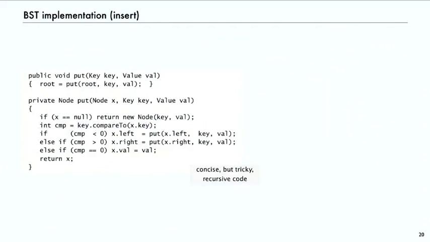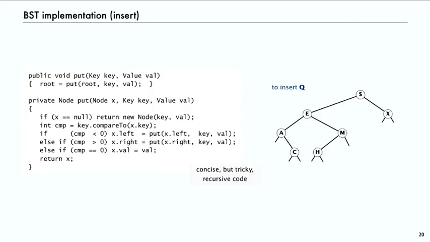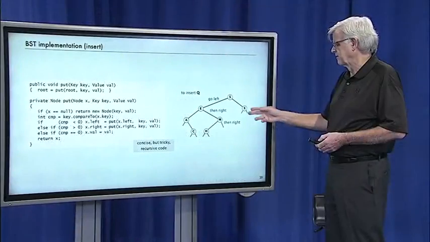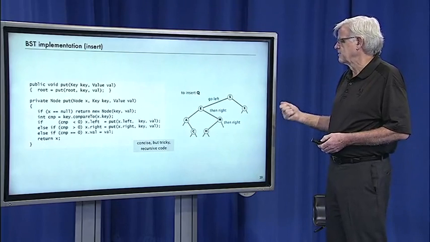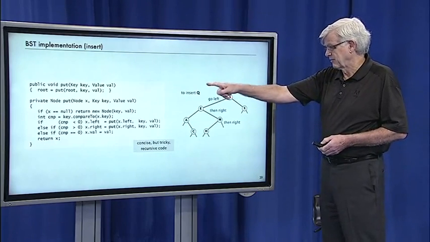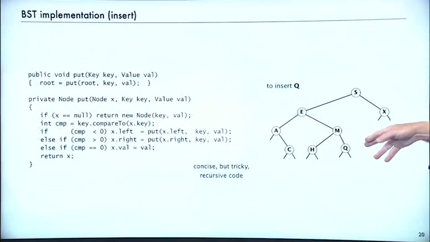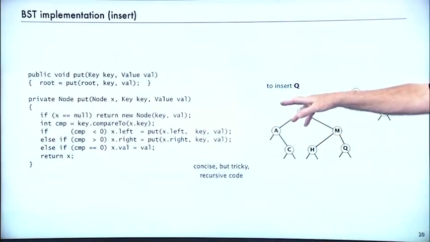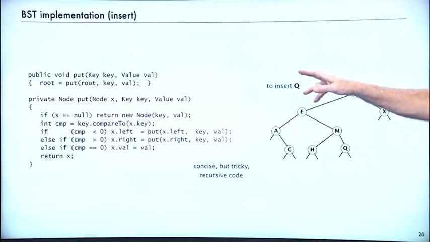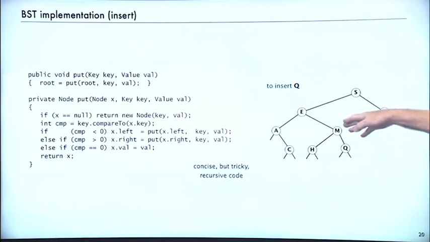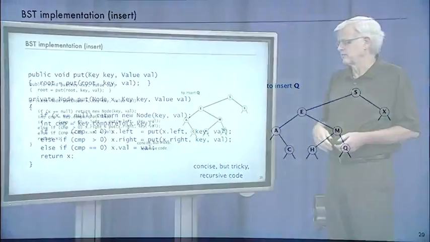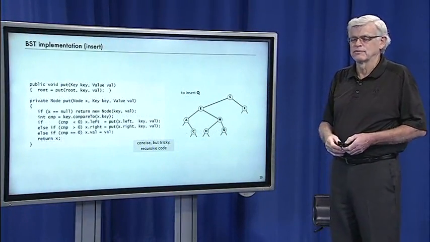So this is the code for insert out of the algorithms book. And essentially what it does is when we do an unsuccessful search and we come to a null link, say to insert q, we get to the same place. But then what it does is create a new node for q. That's x, first line, x equals null, return new node. And then attaches it there. And so that's in the recursive calls, rather than just x equals x dot left, we say x dot left equals recursive call, and that's what does the attachment of the new node. This is a little bit tricky, but it's very concise recursive code.